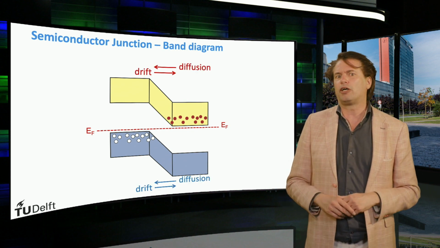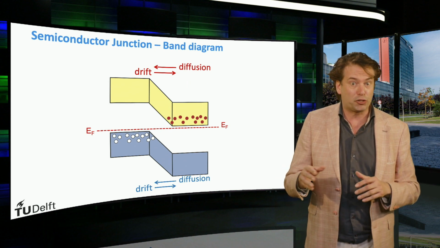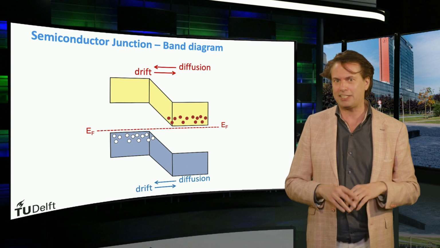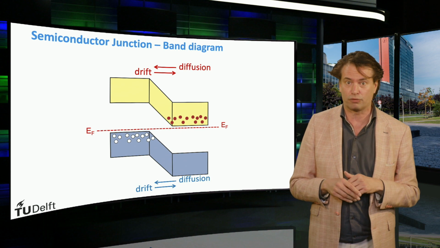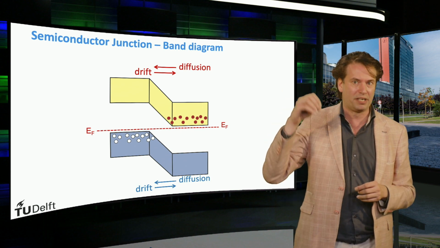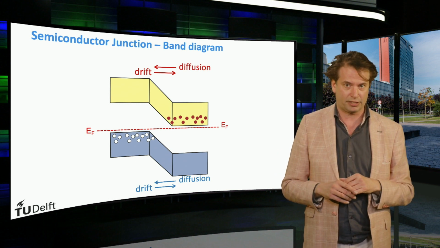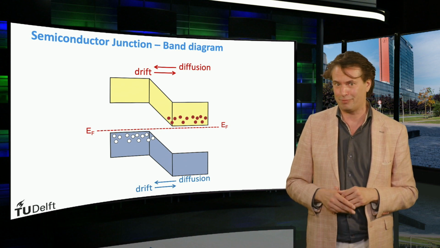Now we have discussed a p-n junction in thermal equilibrium in the dark, in which diffusion and drift are in balance. However, we can manipulate this equilibrium by, first, applying a bias voltage over the p-n junction. Secondly, we can manipulate this equilibrium by illuminating the p-n junction to increase the minority charge carrier densities. In that case, we have created a solar cell.